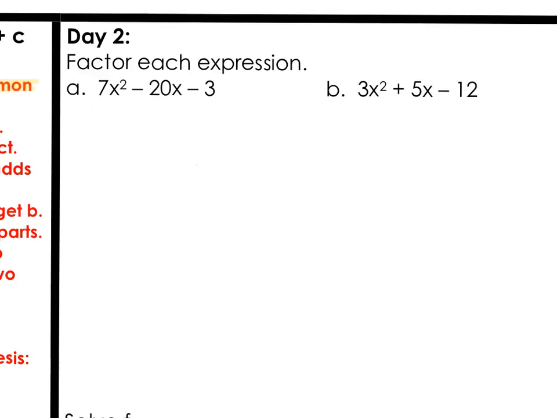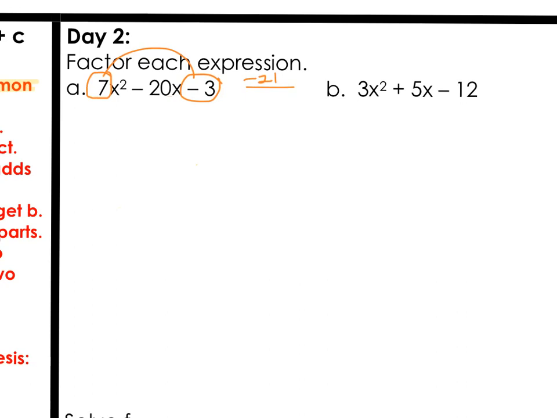Our first example for factoring, 7x squared minus 20x minus 3. If we look at each of these coefficients, we do not have a common factor. That means we're going to go right to step 2. It says multiply a times c. So what I like to do here is physically circle the a coefficient and the c coefficient, and then I connect them and multiply. Easy enough. Negative 3 times 7 is negative 21.